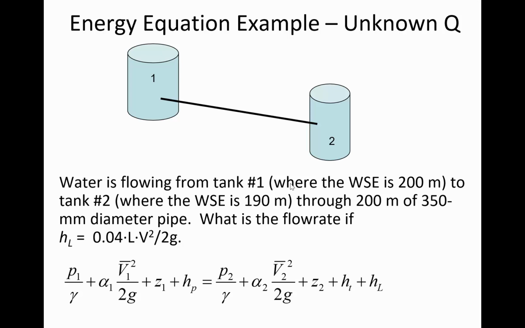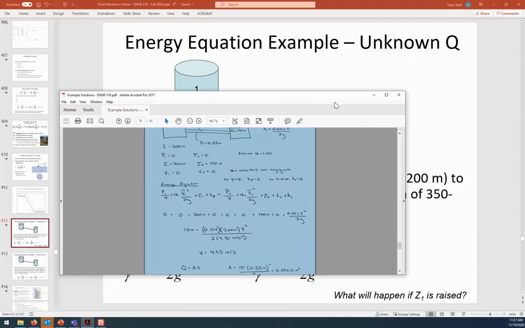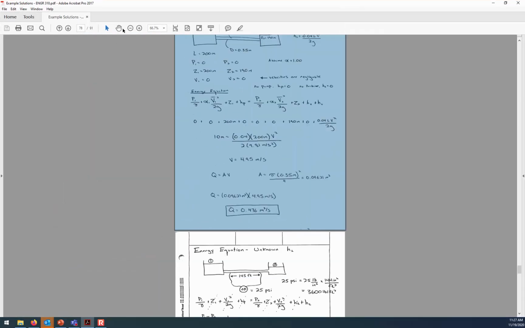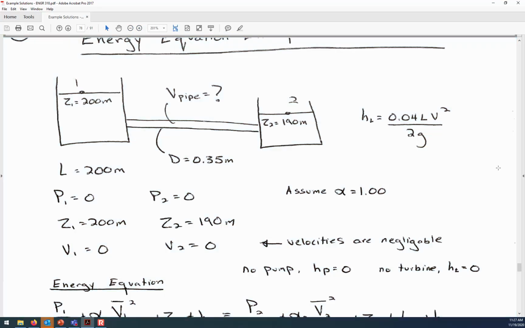So let me pull up the PDF and show you what we've got to do. All right. So it's, I think, a good practice to draw just a simple sketch of what we're looking at. So we've got one tank on the left with an elevation of 200 meters, and the water is flowing to the right where the elevation is 190.